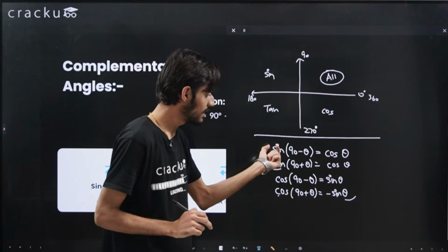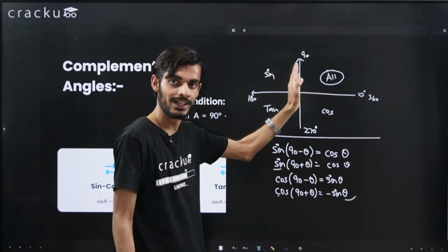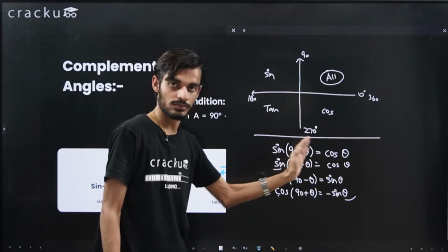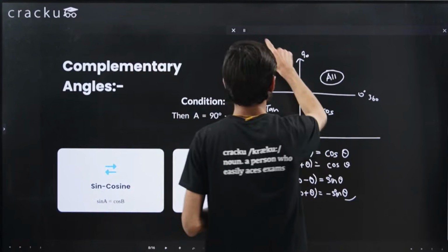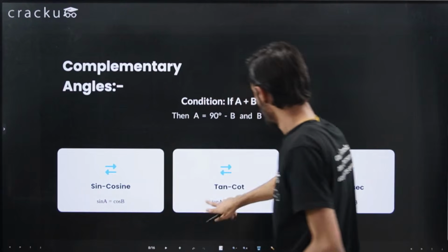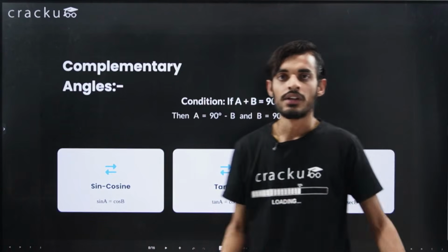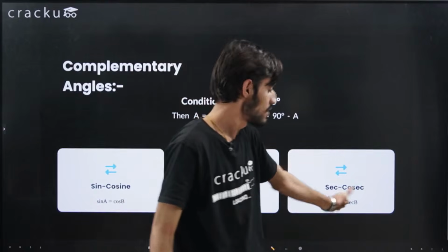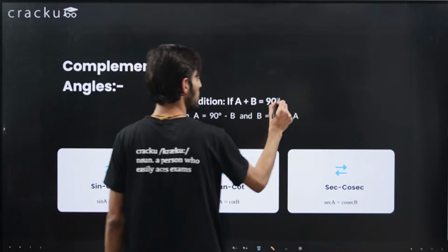So this was all about how the identities are changing when we are shifting from the vertical line, either 90 or 270. The identities will change. So sine will change into cos, and cos will change into sine. Tan will change into cot, cot will change into tan, and sec will change into cosec, and cosec will change into sec. Now we will need to look at this important result.